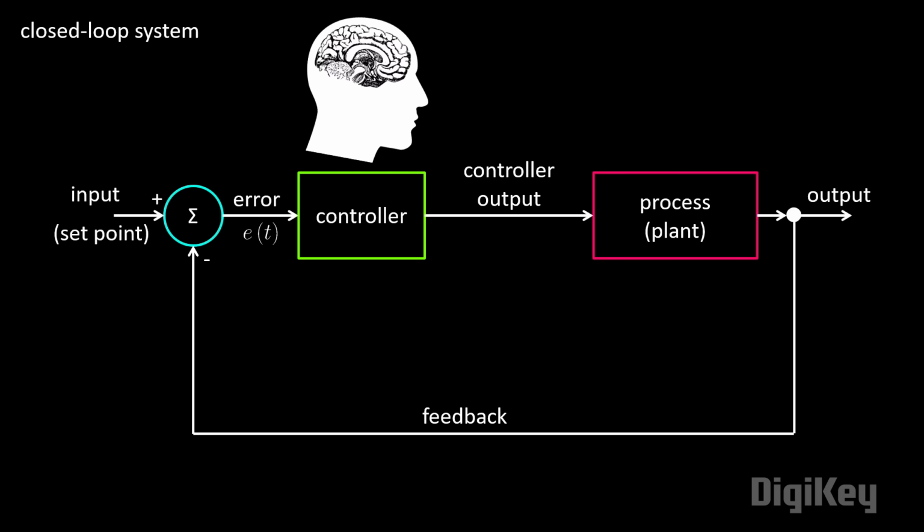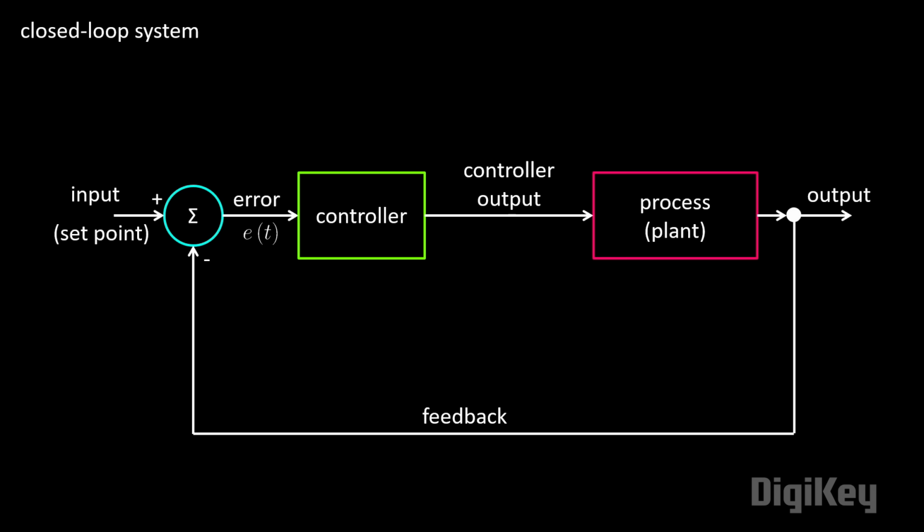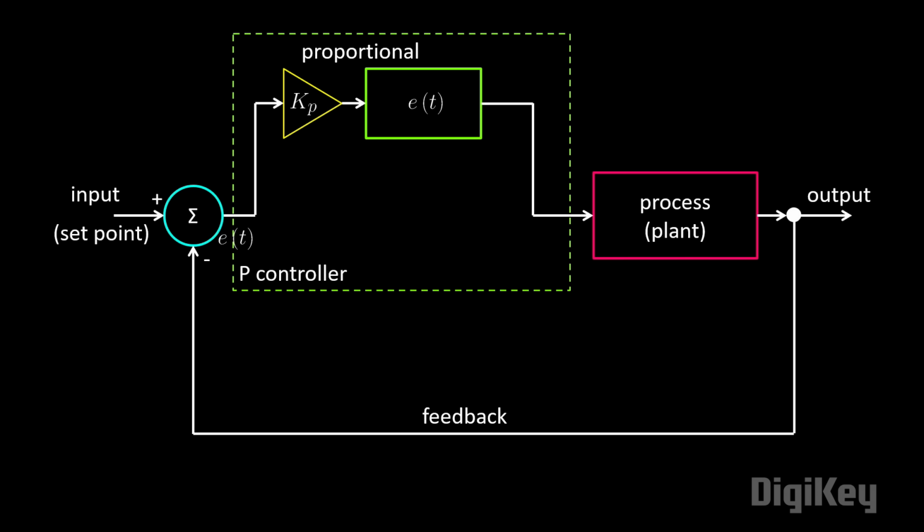But we want to automate this process to take that pressure off the driver. So we need to design a controller that accepts the error signal and outputs some other signal to drive the process. First, let's try simply multiplying our error value by some constant to get the output signal. This is known as a proportional controller, as the output signal is proportional to the error term. We'll start with a very simple example before coming back to our cruise control system.